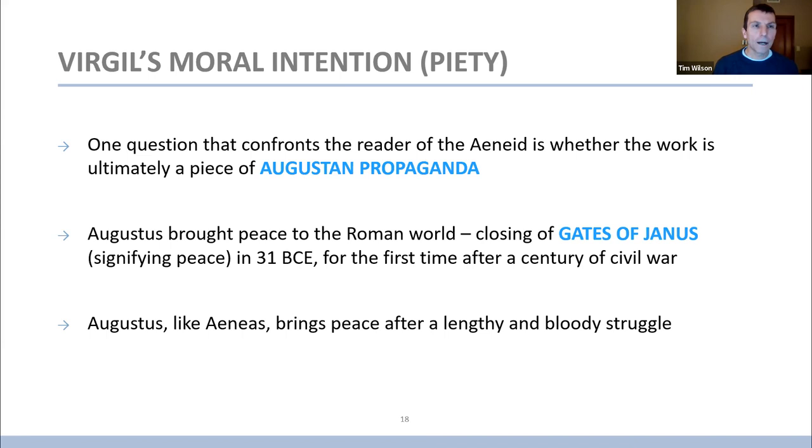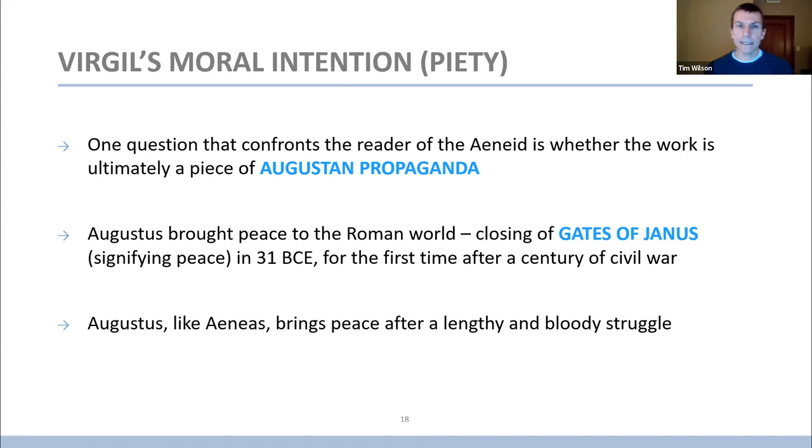So one question then is, what is Virgil's moral intention? A short answer is, I think, instilling piety to some extent, but we'll go through some of the ins and outs of this question. One assumption has been that the poem is a piece of Augustan propaganda: there are all these civil wars, and luckily Aeneas comes along and provides order, just like Augustus provided order after our period of civil wars. So there's that sense.